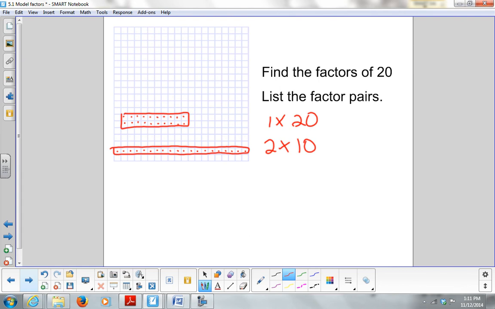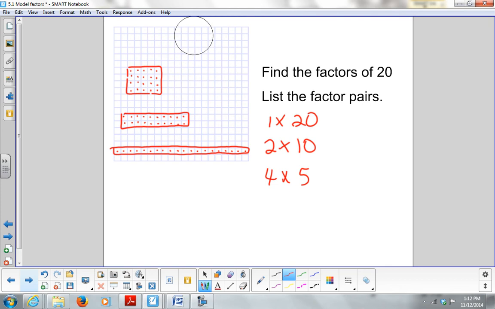4, let's try 4. 1, 2, 3, 4, 5, 6, 7, 8, 9, 10, 11, 12, 13, 14, 15, 16, 17, 18, 19, and 20. That works. Makes a square for me, or almost a square. Okay, so that would be 4 times 5. 6, we can try 6. 1, 2, 3, 4, 5, 6, 7, 8, 9, 10, 11, 12, 13, 14, 15, 16, 17, 18, 19, 20. Does that make an even number? No, it does not. So 6 doesn't work.